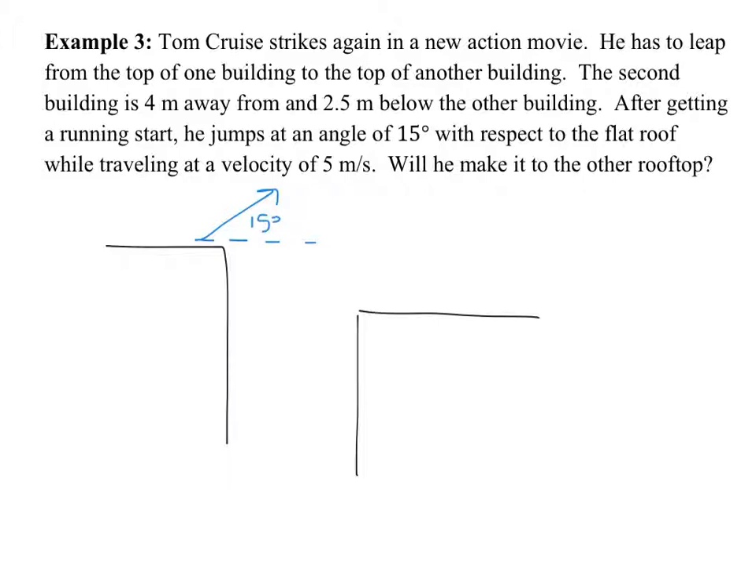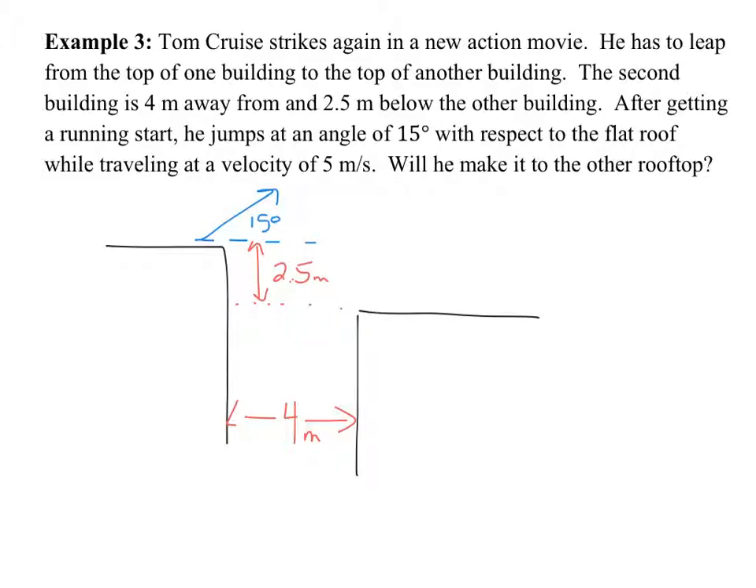Okay, there's our 15-degree angle right there. So that's Tom Cruise. He's running, he's running, he's running. He jumps 15 degrees off the flat roof. Now, we know that the x gap in the middle there is how many meters? This gap in the middle? 4 meters. And what is the vertical displacement that he will undergo if he just makes the jump correctly? How far is that? 2.5 meters. Okay, that's the gap between here and here, from building height to building height. So that's the kind of problem we have as a setup.